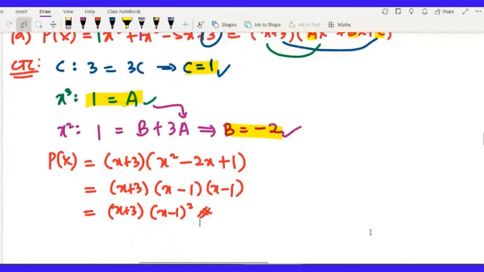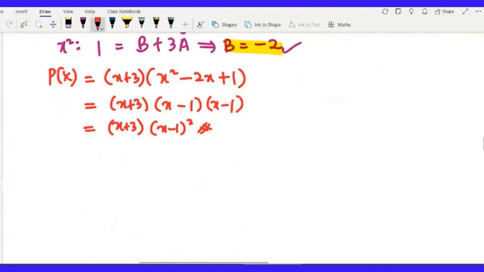Next, express as a sum of partial fractions. Okay, here I will show the partial fractions in detail.